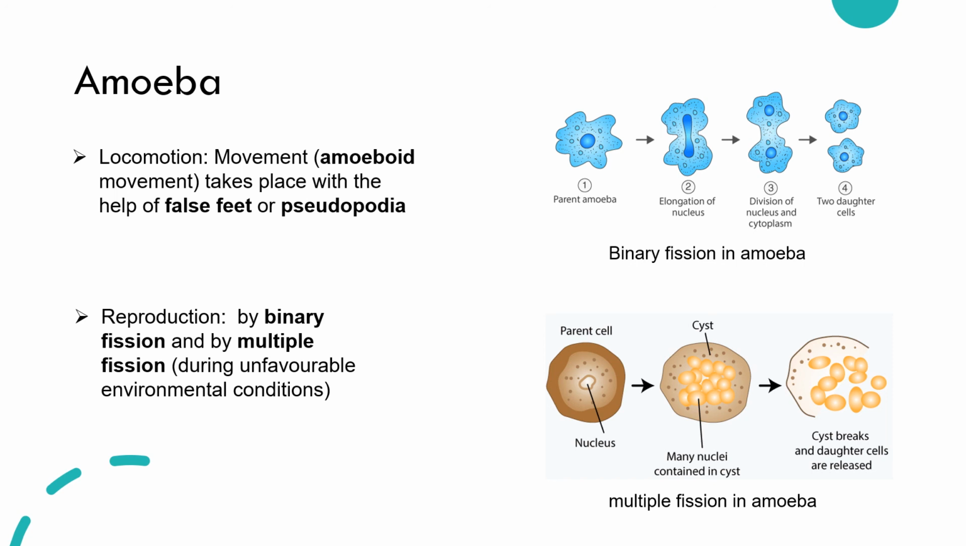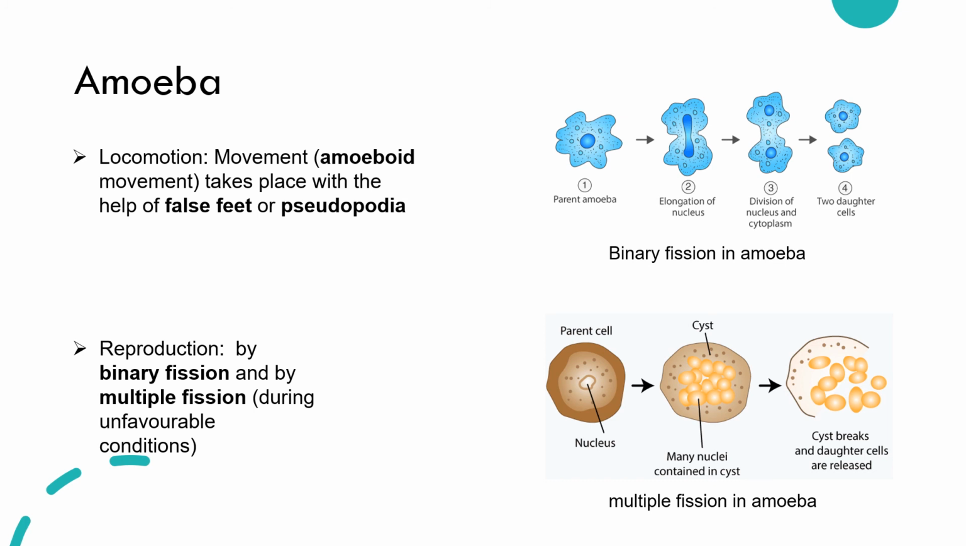Amoeba reproduces by binary fission in usual case and by multiple fission during unfavorable condition. The processes of binary fission and multiple fission are well explained in the diagrams.